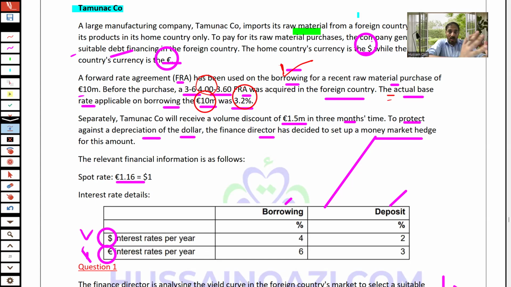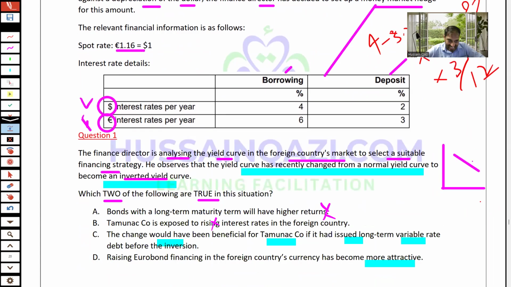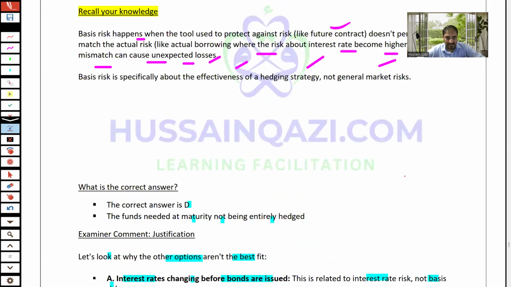So the borrowing rate the company locked at 4%, but it has decreased. So we need to transfer to the bank. That's a loss on the FRA. So we have to calculate 4 minus 3.2%, that is 0.8%, multiplied by 10 million euro and by 3/12. Why 3/12? Because the borrowing starts after 3 months, for 3 months. That's called 3-6. And this is the answer here.